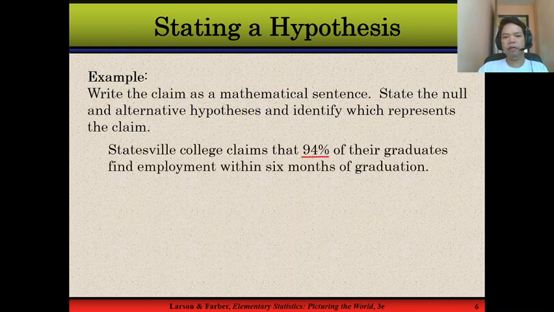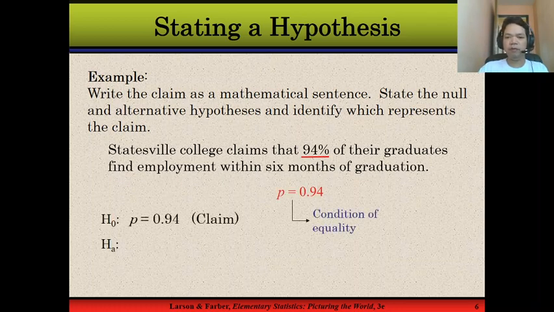Okay, another example. Say, for example, State Bills College claims that 94% of their graduates find employment within 6 months of graduation. So we're talking about the population. So gagamitin natin yung symbol ni P. Kasi alam naman natin kapag population ang topic, we use the population symbol. So hindi siya mu. So yung P. So P is equal sa 0.94. Bakit 0.94? Kasi kiniklaim nung college na yun na 94% ang graduates nila find employment within 6 months of graduation.